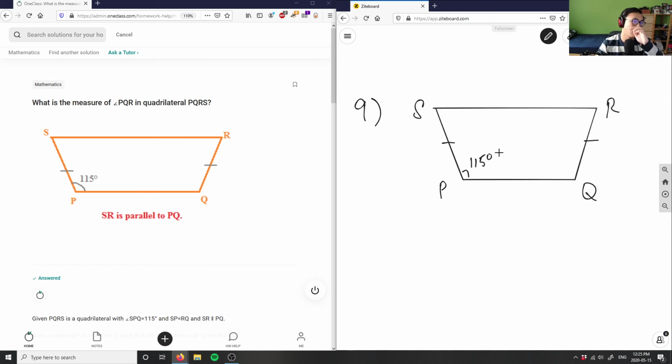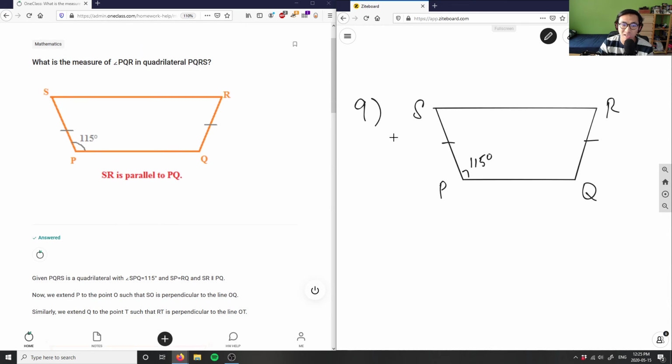And I want the angle PQR. I want the angle of this guy over here, right? So if I want the angle over here, and I know that these two sides here are the same, we can actually do something called an extension. So we can extend these lines here, and I'll see if I can draw this nicely.